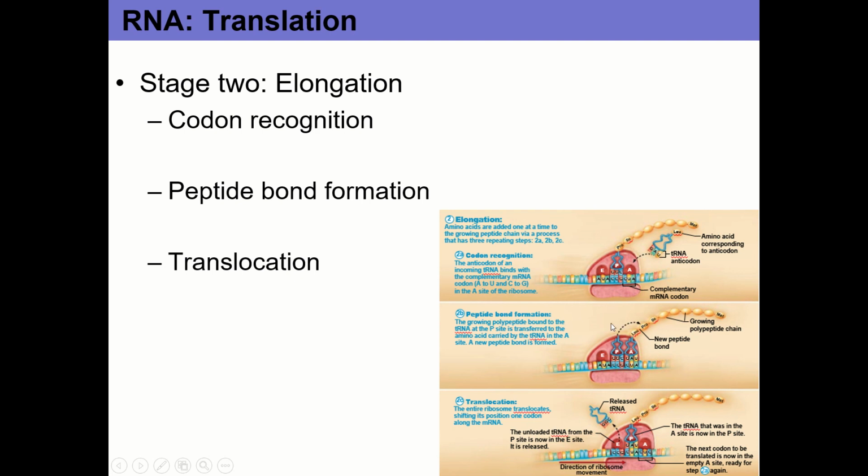So you've got codon recognition, which happens in the A region, saying, hey, go get this particular amino acid. Then once we've got the amino acid in the P region, we attach that to the string of amino acids we've got going on already. And then in the E region, or translocation, we're going to get rid of that transfer RNA.